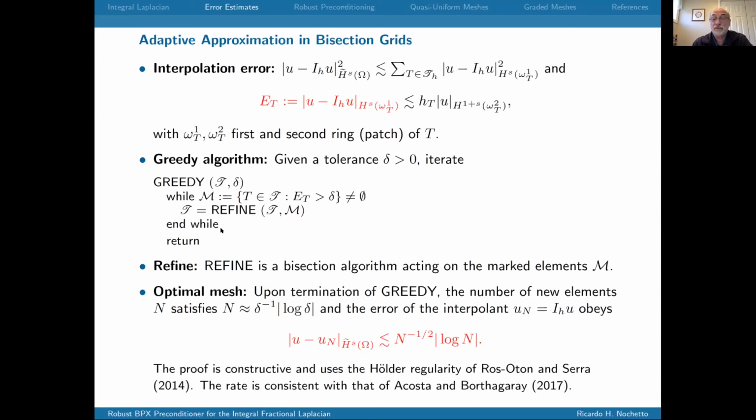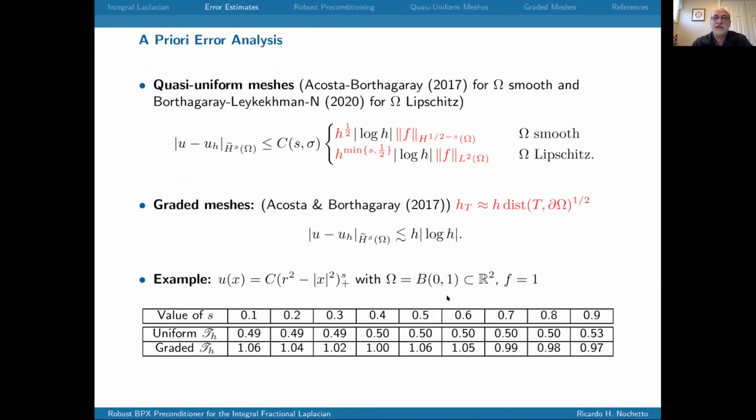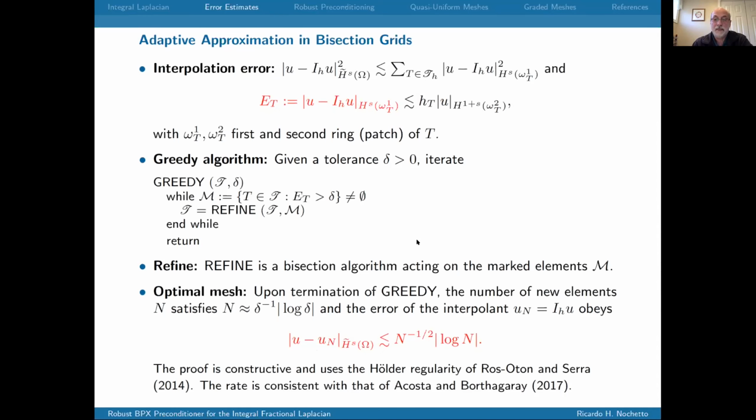So this algorithm, I'll call greedy, terminates because every time we cut an element, we reduce the size of h. And upon termination, we get the convergence rate in terms of degrees of freedom. This is degrees of freedom that is consistent with this convergence rate here. This procedure is constructive, and I would like to say the proof certainly is constructive and is based on the Hölder regularity by Ros-Oton and Serra I mentioned earlier.